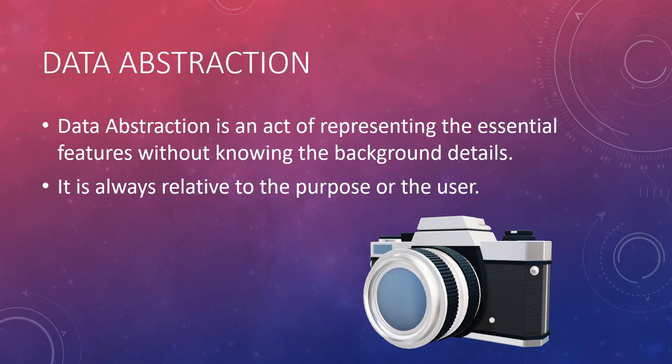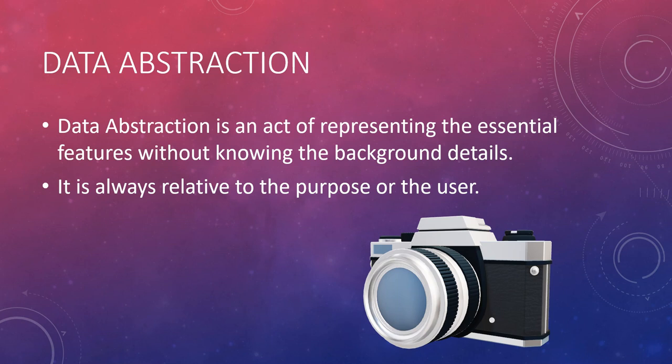First one is data abstraction. Data abstraction is an act of representing the essential features without knowing the background details. It is always relative to the purpose or the user. We take an example of a camera, a digital camera with buttons. Anyone who uses a digital camera is familiar with taking photographs. They are very familiar with the buttons and it is very simple to use.